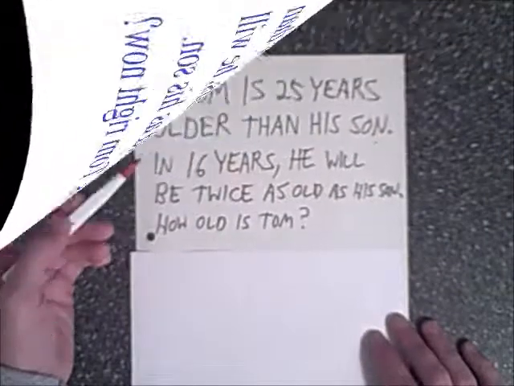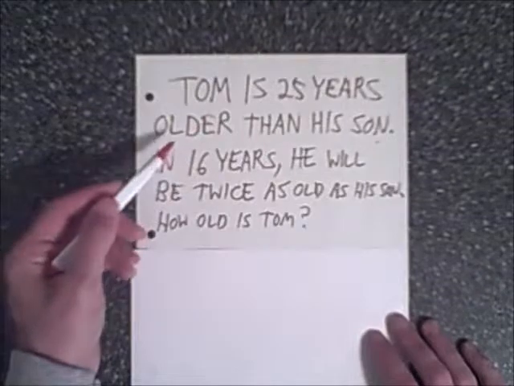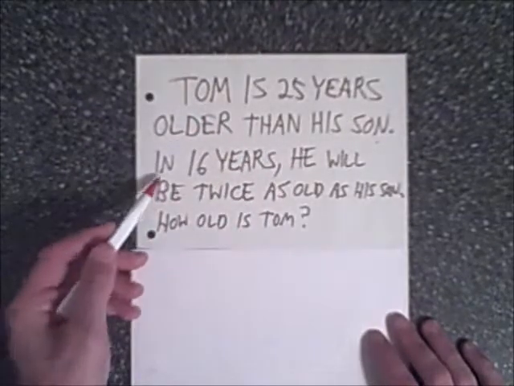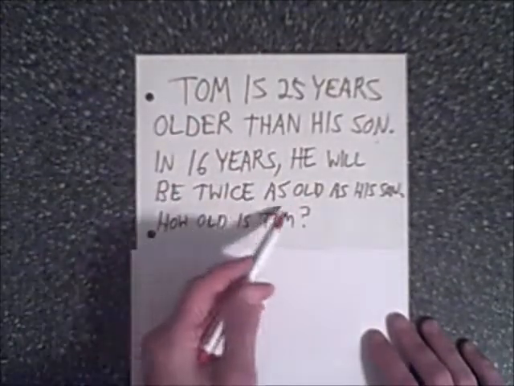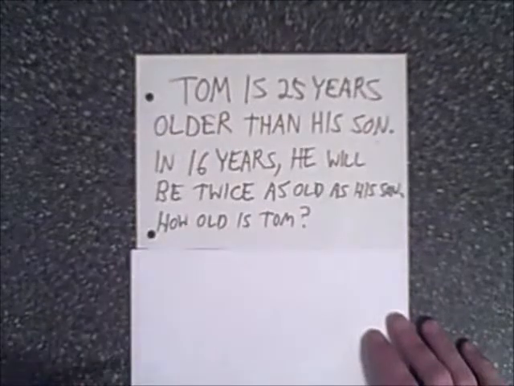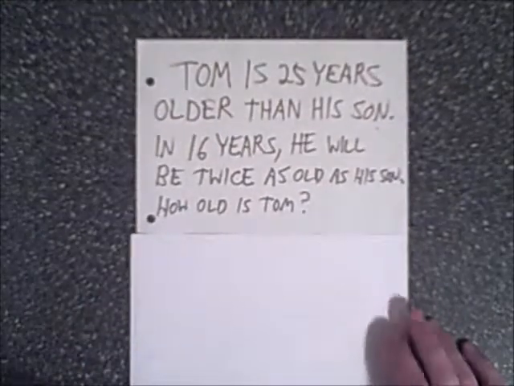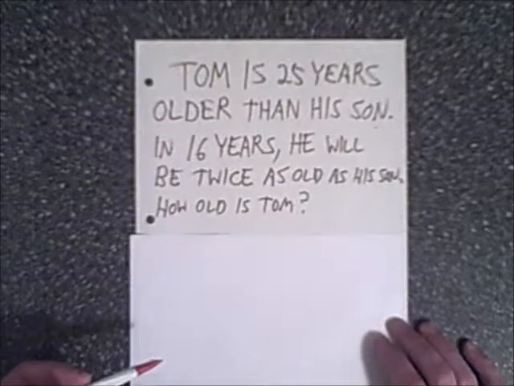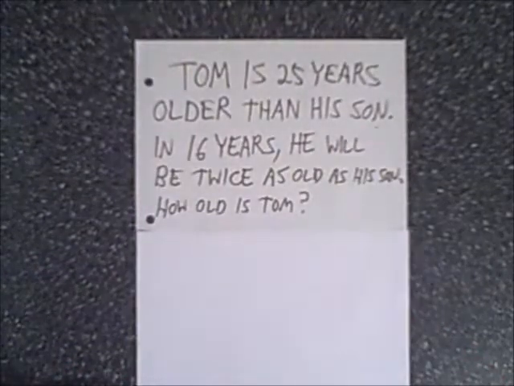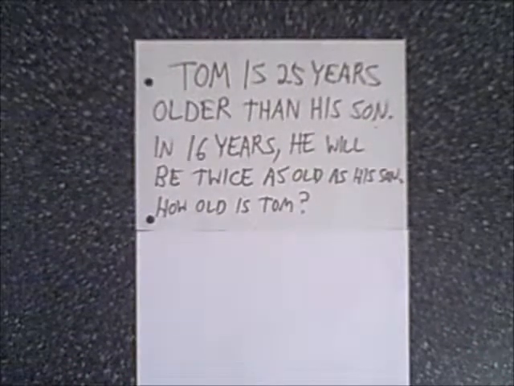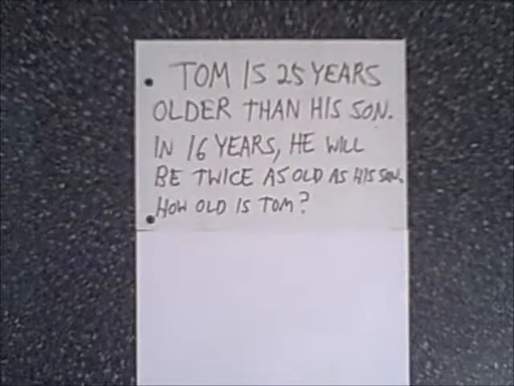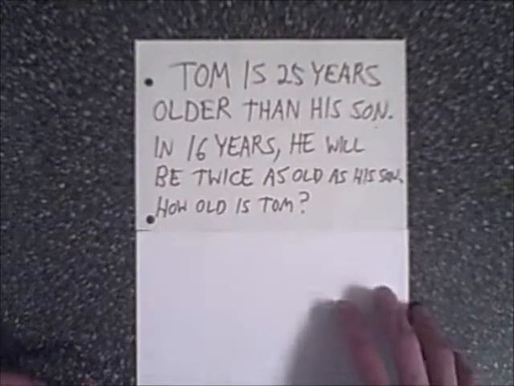So let's take a look at this. Again, Tom is 25 years older than his son. In 16 years, he will be twice as old as his son. How old is Tom? And of course we mean, how old is Tom right now? Okay, so there's a bunch of stuff in here. And again, the best thing to do, when we're staring at a blank sheet of paper, is to start writing some variables and relations and formulas.